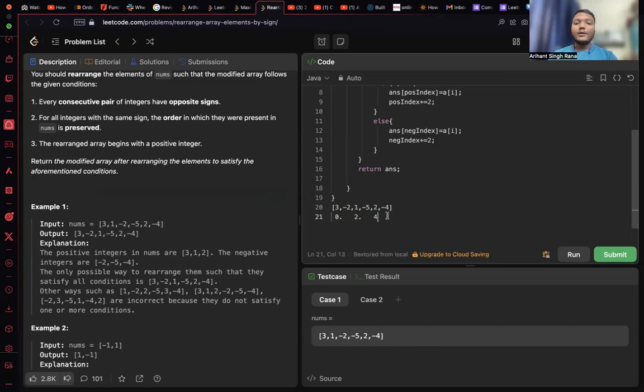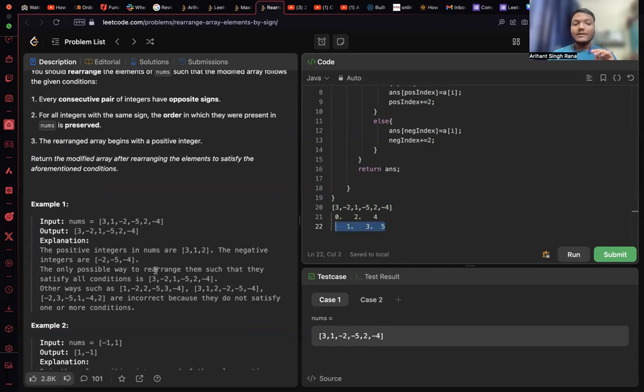Now let's check for the odd indexes. The line below is for the odd indexes only. The first negative number arrives at index 1, the second at the third index, and the third at the fifth index. So as you can see, we are noticing a pattern over here. The pattern is that positive numbers only arrive at even indexes, and the negative numbers arrive at the odd indexes.